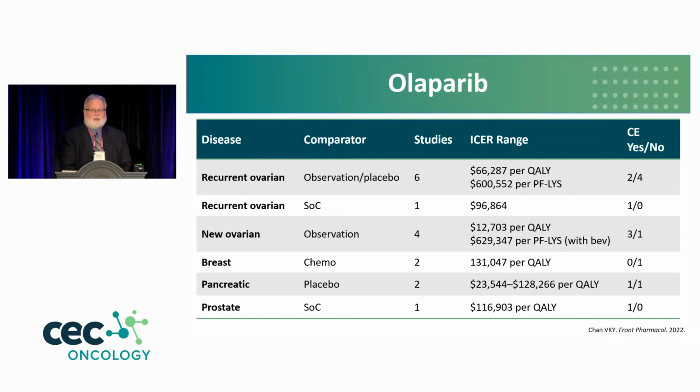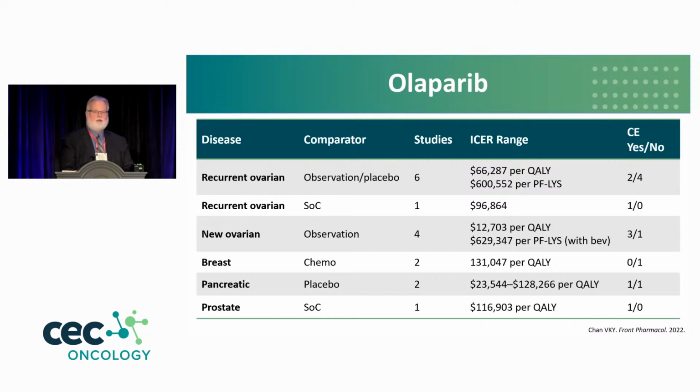And then there are some studies that were not cost effective that go all the way up to $600,000 per progression-free life year saved. In the recurrent setting, it was considered cost effective. In ovarian compared to observation, and new ovarian compared to observation, 4 studies, 3 were cost effective. Breast cancer, 2 studies, none were cost effective, but we're at a quality level that might be controversial.